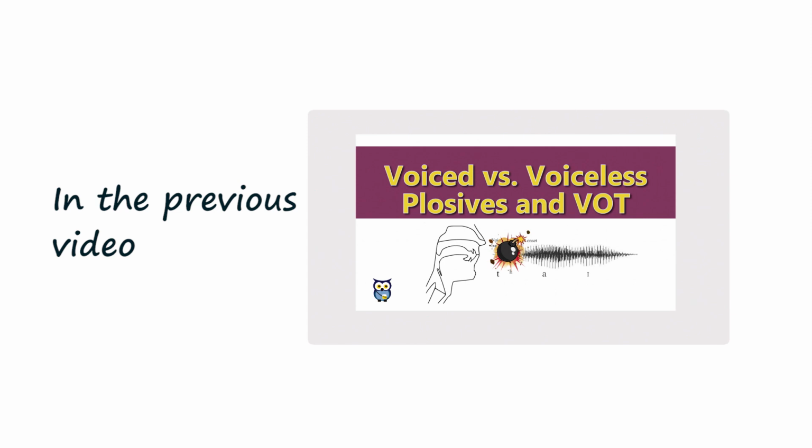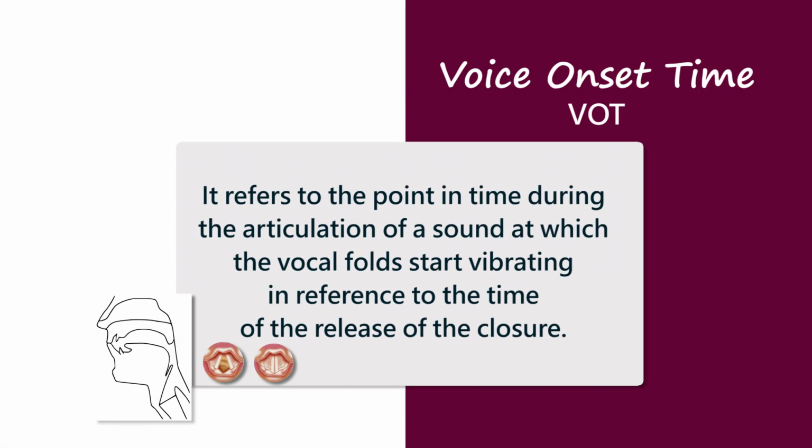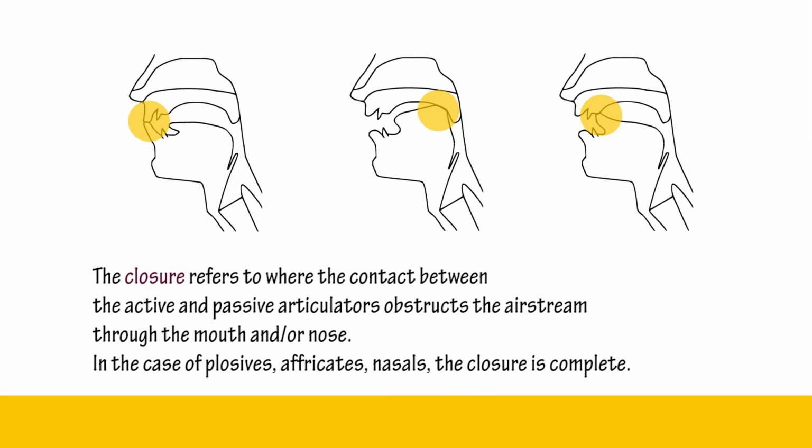Last week we did a video about voiced and voiceless plosives and VOT, where the focus was on the plosives and the way they relate to the VOT, which is an abbreviation for voice onset time, the beginning of the time of the voicing. It refers to the point during the articulation of a sound at which the vocal folds start vibrating in reference to the time of the release of the closure. Closure in the case of plosives is when two articulators touch each other, basically closing the space between them, but then you have the release, which is the release of the closure.